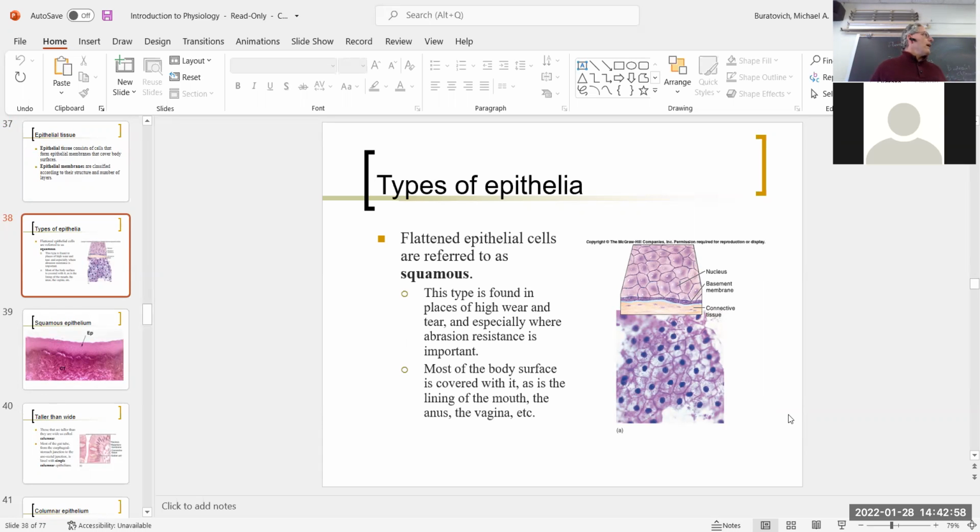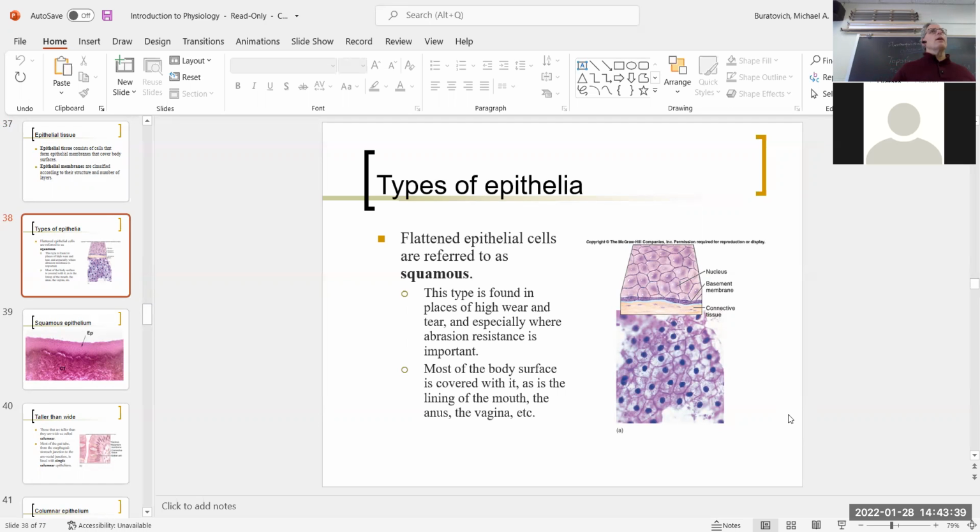If the cells are flat like a pancake, then they look like scales on a snake. In Greek, squama means scale. And so squamous is scale-like, flat. Think of house of pancakes. Nice flat cells. Now, these nice flat cells tend to be resistant to shear forces. So you will usually see these cells at places where the body is subjected to high shear forces.